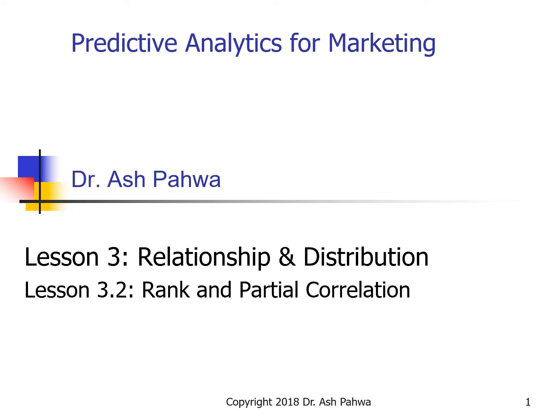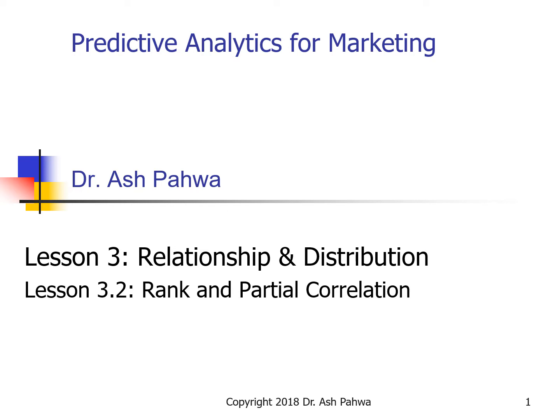My name is Dr. Ash Power, and this is lesson 3. In this lesson, we are discussing relationship and distribution. Now, in the previous lesson, that was 3.1, we covered the covariance and the correlation. The correlation that we discussed was a Pearson's correlation. There is another type of correlation that exists in statistics, which is called rank correlation, which is also called Spearman correlation. So now this is lesson 3.2.